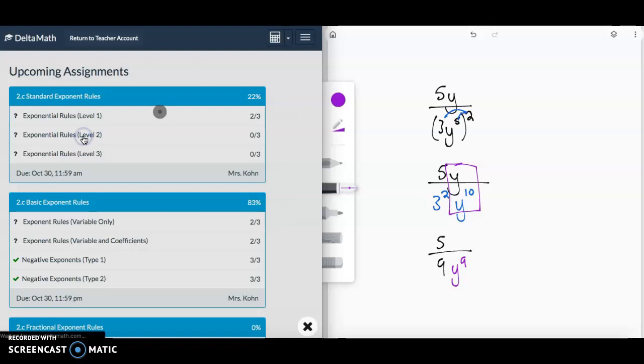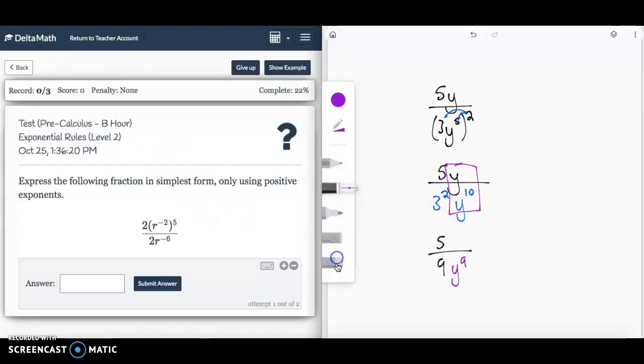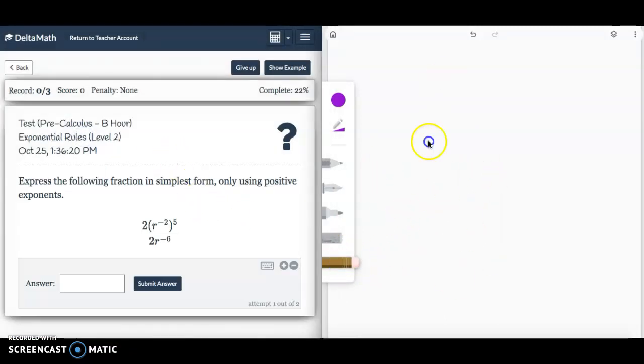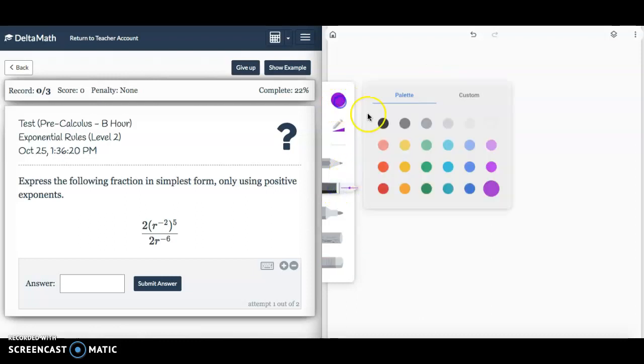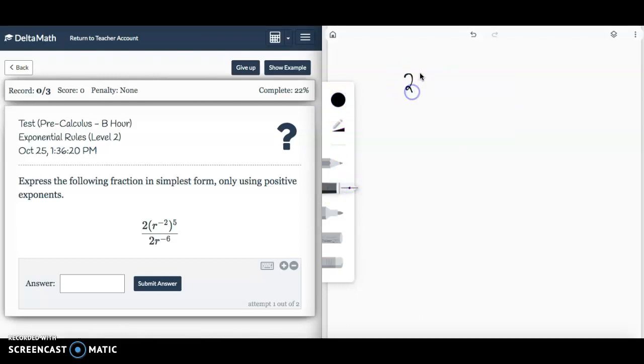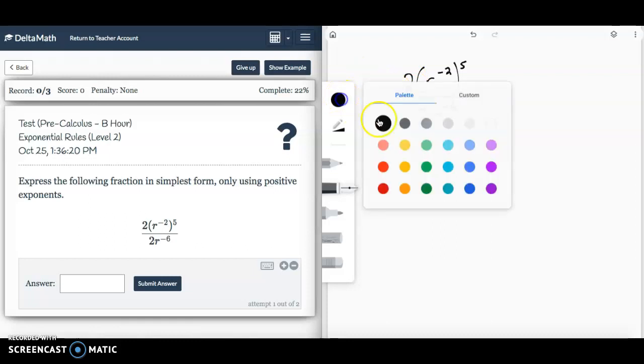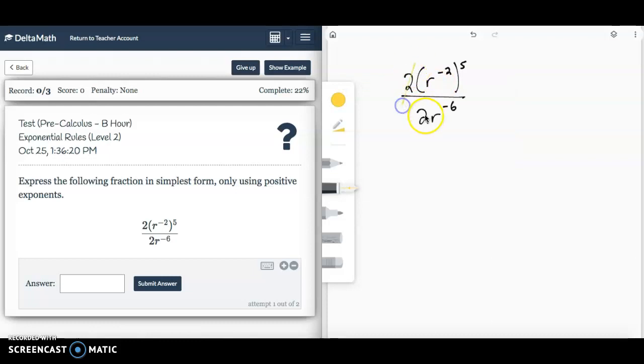Those are the first level. Let's go ahead and go to level 2. We'll do a couple of those. These ones look like they're throwing in some nice negative exponents for us. So I have 2 times r to the negative 2 to the fifth power all over 2r to the negative 6. First thing I notice is that when I look at my coefficients, 2 over 2 reduces, right? 2 over 2 is the same thing as the number 1, so those will just cancel out, because I'd just be left with 1 over 1.